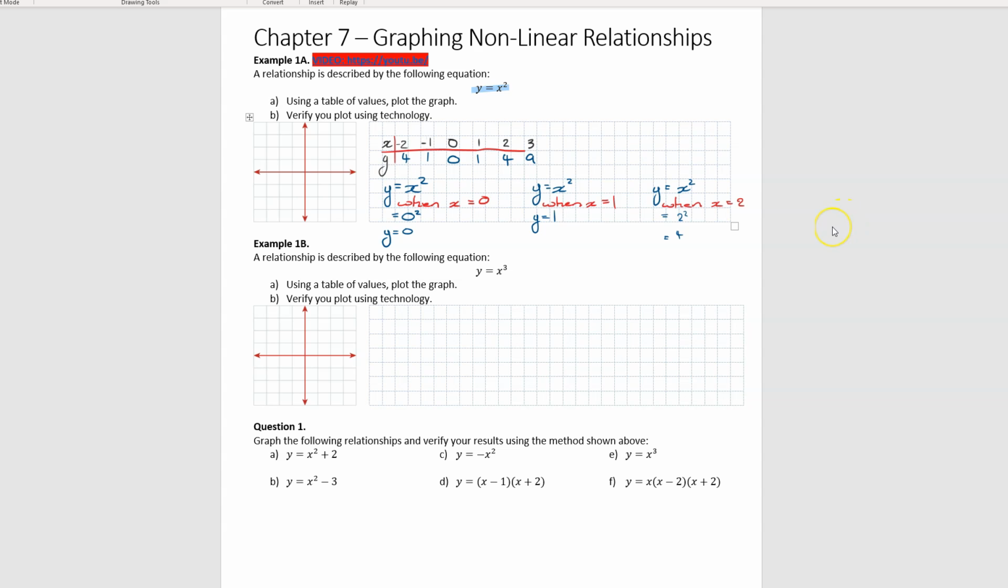Alright, cool. Now that we've got our table of values, we can start plotting them. When x is 0, y is 0. So 0, 0. When x is 1, y is 1. So 1, 1. And when x is 2, y is 4. So all the way up there. Similarly, plotting the ones on the left-hand side of the 0: -1 and 1, and then -2 and 4.